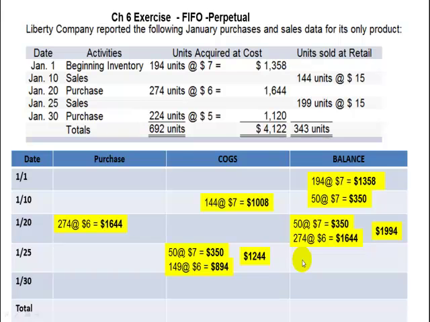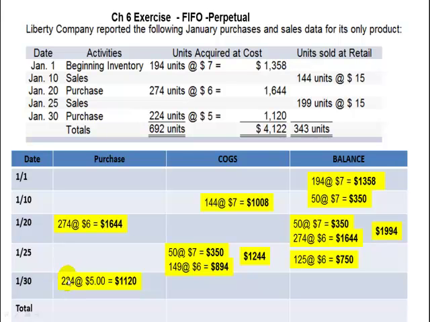And now we have to come up with an ending inventory on January the 25th, which is going to be, since we have none of these left at $7, we have 125 of these left at $6, and that's a total of $750. So let's see, is that it? That's it. So now let's go on to January the 30th.